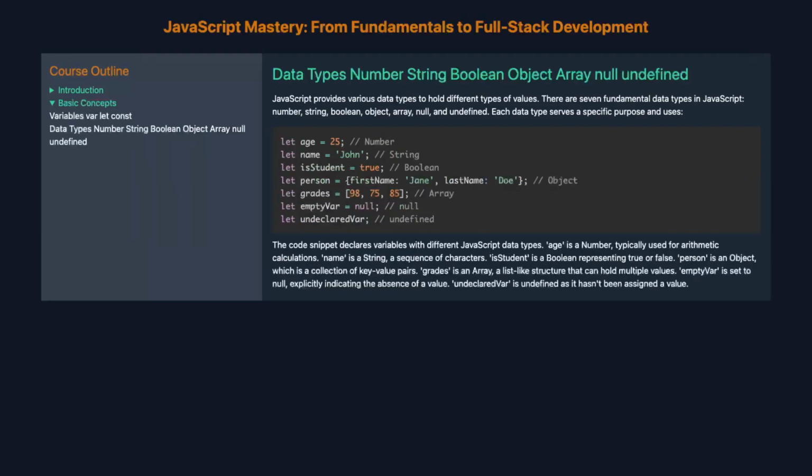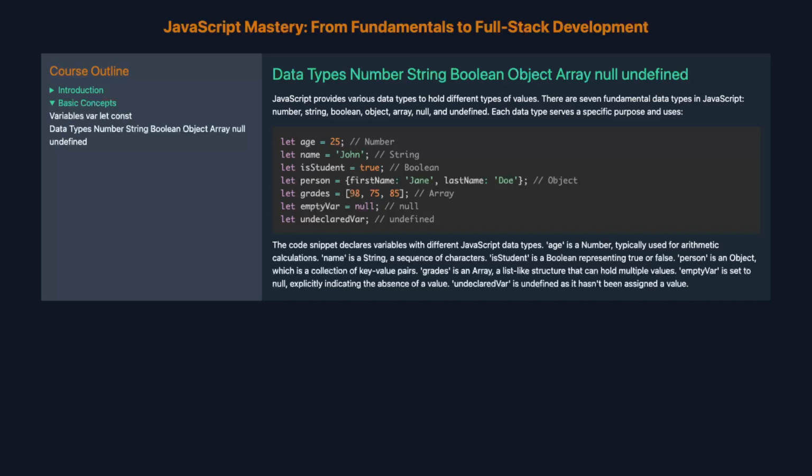Data types: number, string, Boolean, object, array, null, undefined. JavaScript provides various data types to hold different types of values. There are 7 fundamental data types in JavaScript: number, string, Boolean, object, array, null, and undefined. Each data type serves a specific purpose and use.